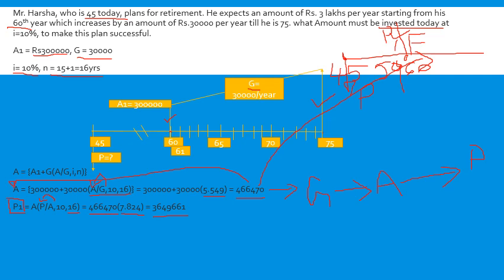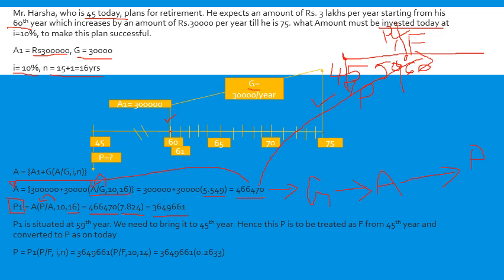So now this F must be converted into P. How? Using the factor: P is equal to P1 multiplied by P by F, that is, F being converted into P, comma I, comma N. What is I? I remains the same, 10%. What is N? Now you have to be a little bit careful. From 45 to 59, literally count the number of years. Don't jump to any conclusion. When you count the number of years, you will get 14. Substitute that value: P by F, comma 10, comma 14, and get the value from the interest factor tables.